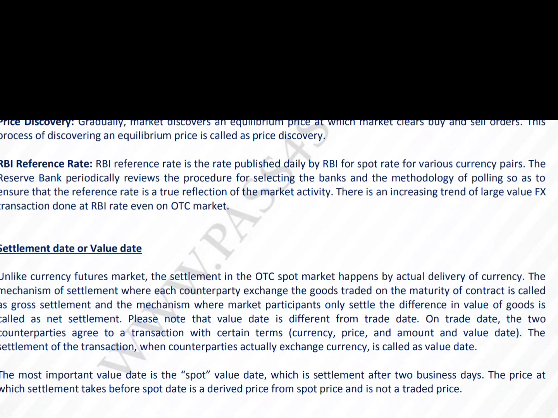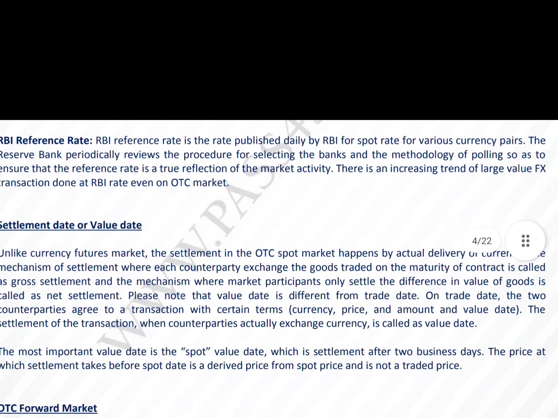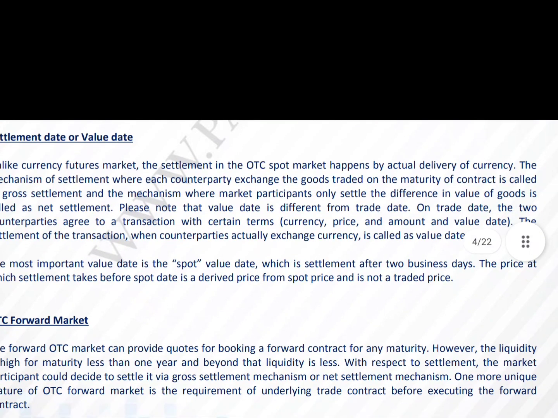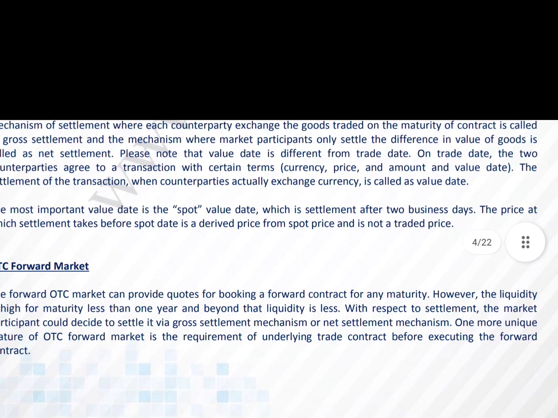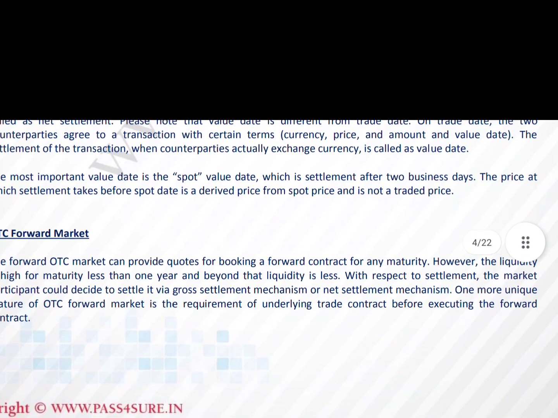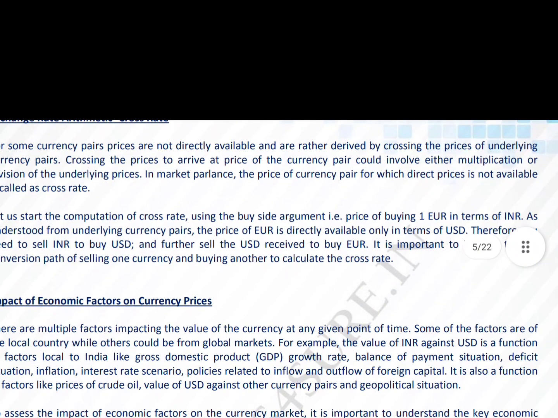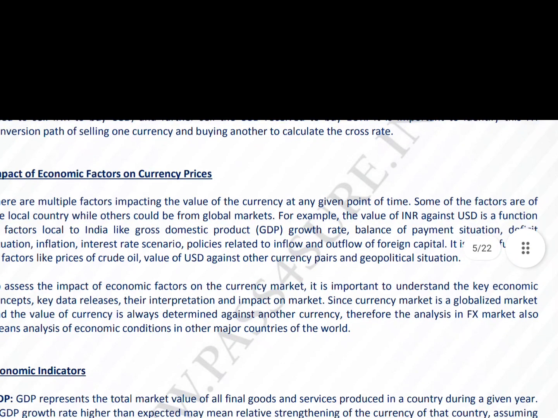Settlement or value date, this is important. Unlike the currency futures market, the settlement in the OTC spot market happens by actual delivery of currency. And what is the OTC market? This is not that important, but spot value and spot date are important.